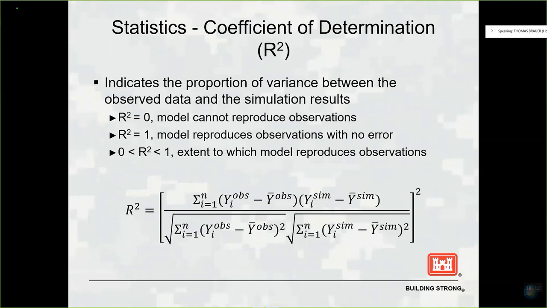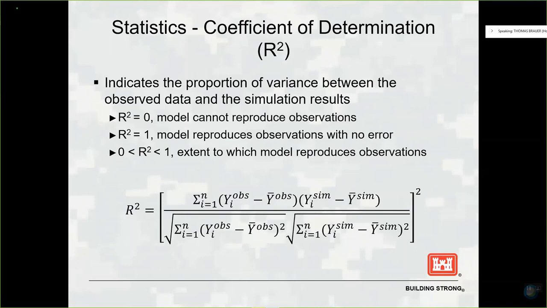Let me just refresh you. An R-squared of 0 means the model can't produce observations. An R-squared of 1 reproduces observations with no error. And somewhere in between is the extent to which the model reproduces observations. So I have a slide here and a couple of slides where we'll show reasonable ranges or qualify the metrics.